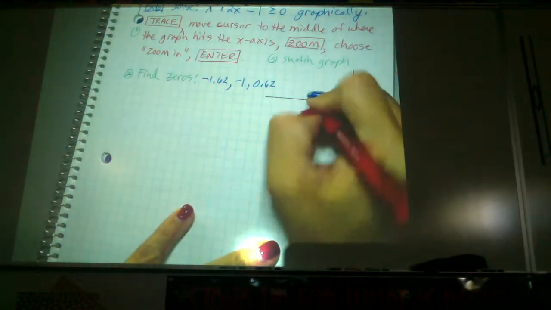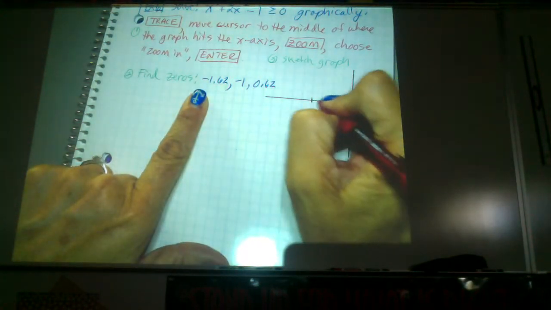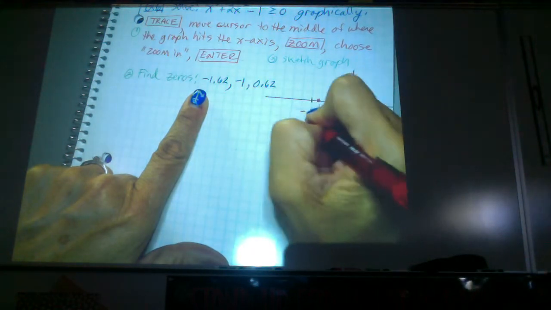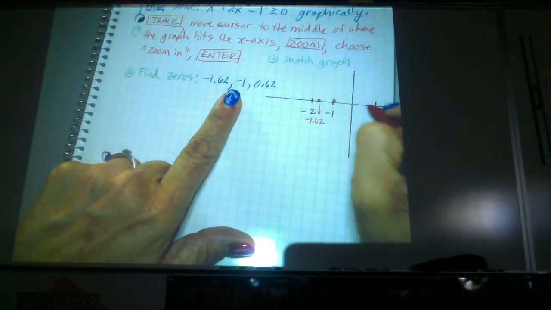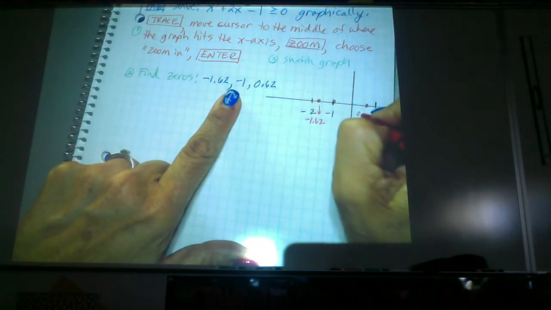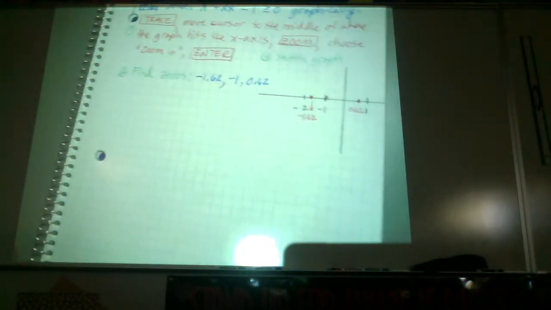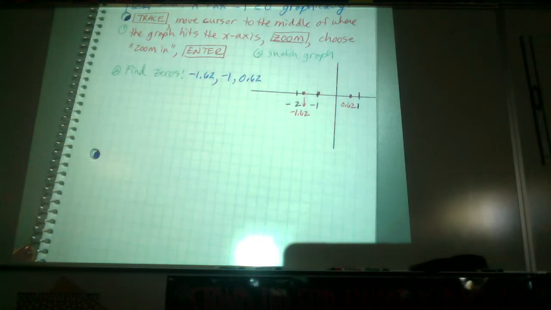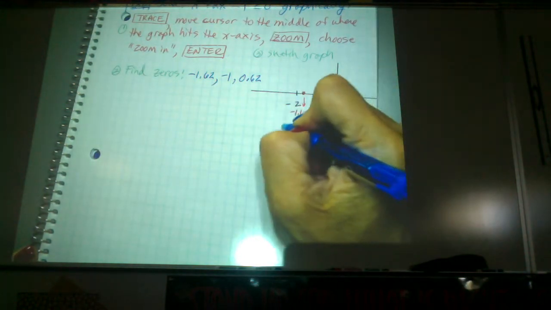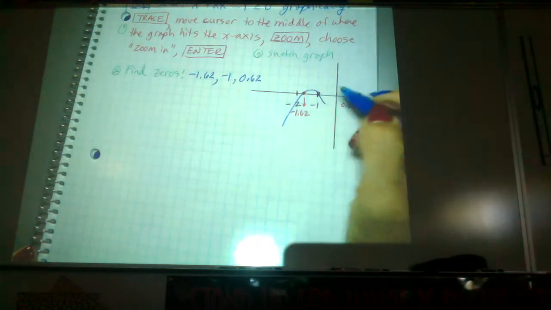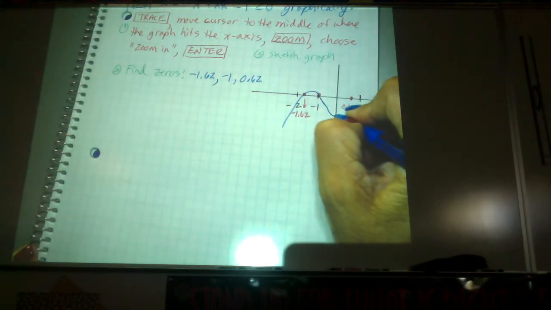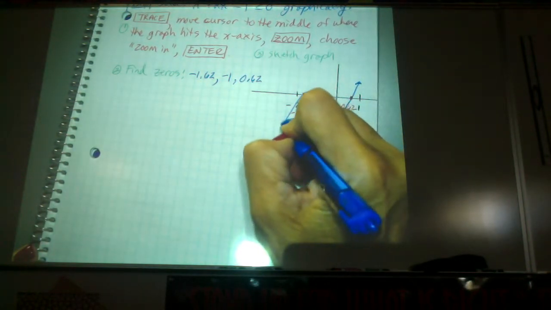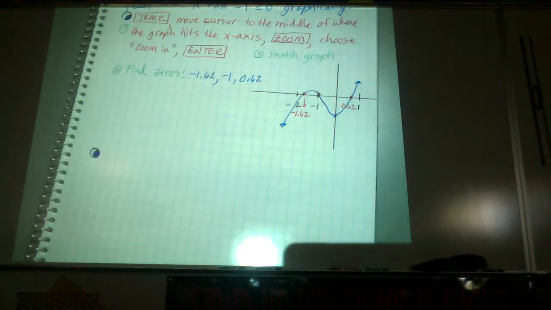So I've got a point here at negative 1.62, which is a little bit over halfway. Then this one is exactly at negative 1. And then this one is over here at about 0.62. So those are my breaks. I'm going to sketch in what that looks like. So I'm going down, up. I know it crosses the y-axis at negative 1, doesn't it? That's my y-intercept, and back up again. That's what my zoomed in graph looks like.